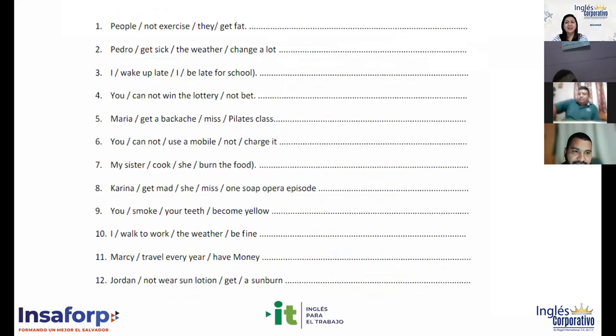Now, guys, it's your turn. We had a lot of exercises over here. What are you going to do? You have to order the words to make sentences. For example, people not exercise, they get fat. What is that?